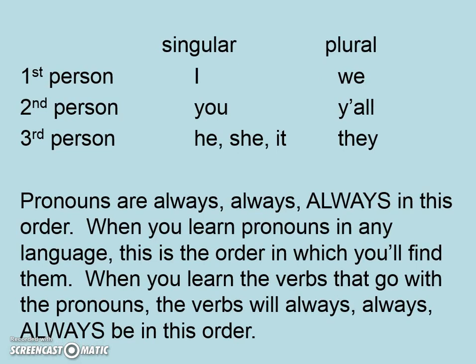So pronouns are always, always, always in this order. Okay. When you learn pronouns in any language, this is the order in which you'll find them. When you learn verbs that go with pronouns, the verbs will always, I cannot stress it enough, always be in this order. Okay. So we're going to have this almost kind of little table here with our first person, second person, and third person on the left, and our singular and plural on the top. So it's always going to be in this sort of order, and you'll see it in just a second when we go over the Spanish pronouns.